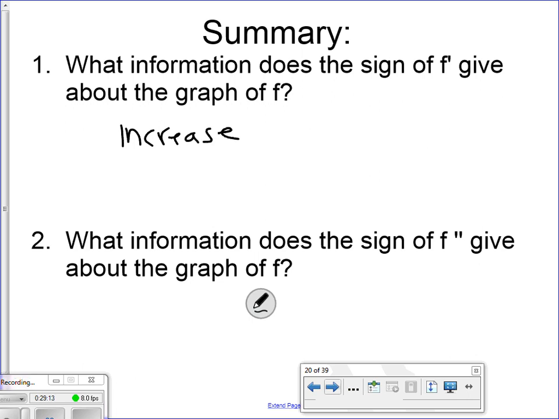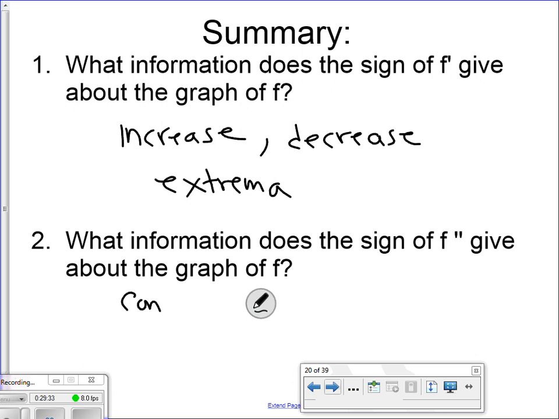The first derivative tells us the intervals where a function is increasing, where it's decreasing, and it also tells us if we have any extreme values. The second derivative gives us the intervals where a function is concave up, concave down, and if we have any points of inflection.